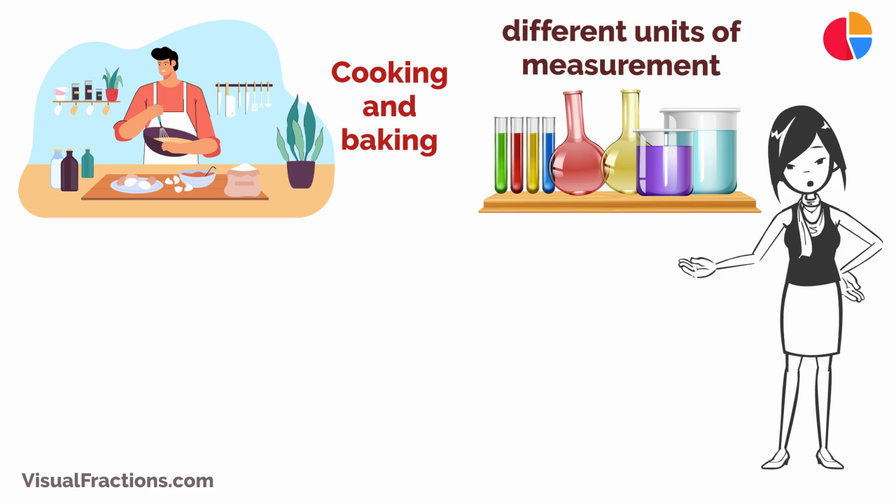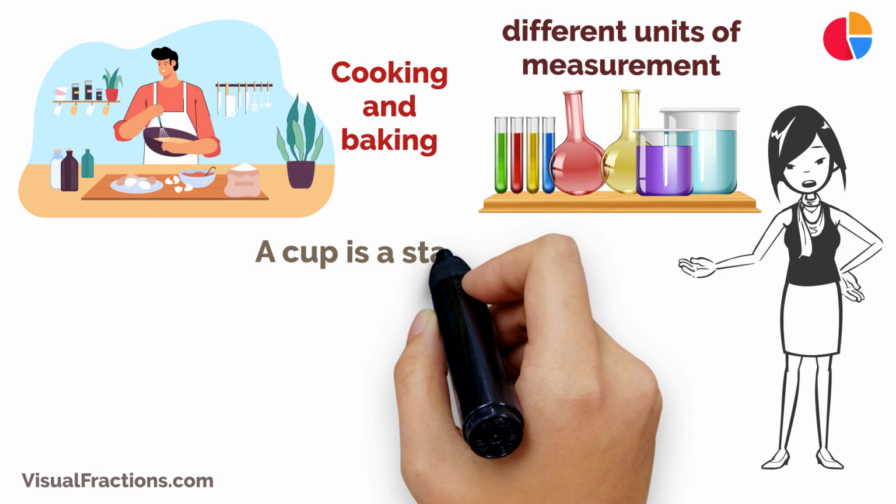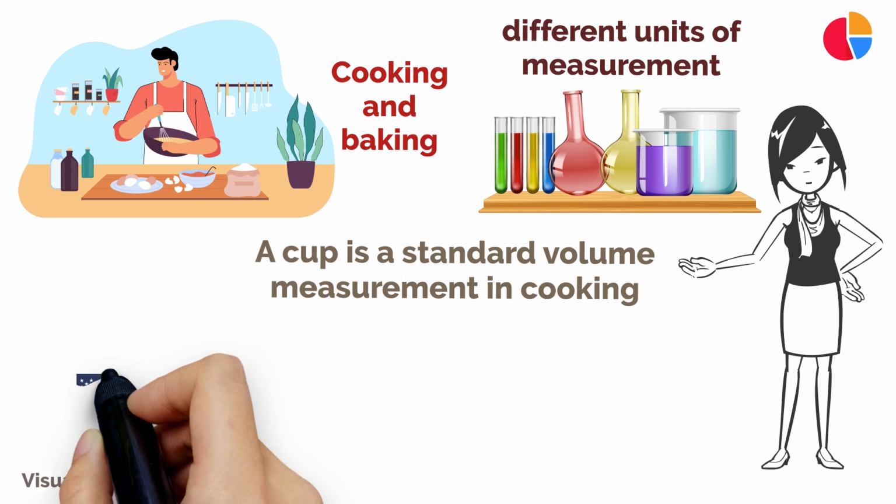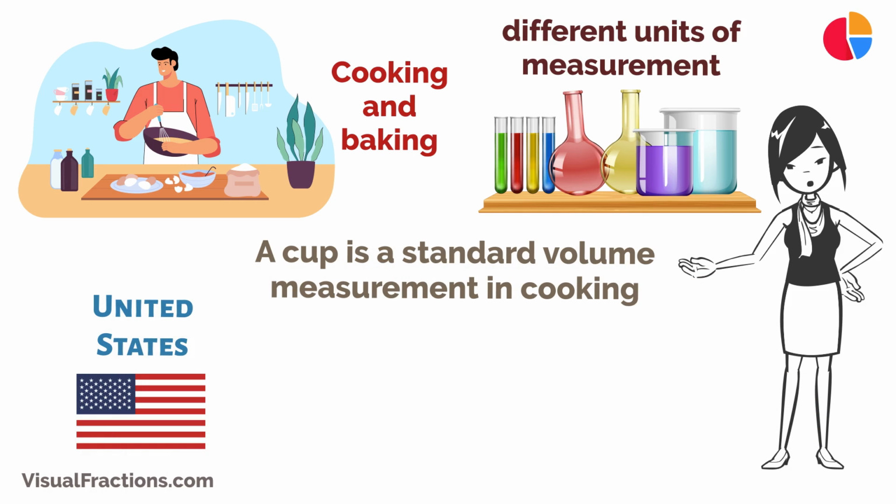Let's get a bit familiar with our units first. A cup is a standard volume measurement in cooking, primarily used in the United States. An ounce, or oz, is a smaller unit of volume, also commonly used in the US, especially for liquids.